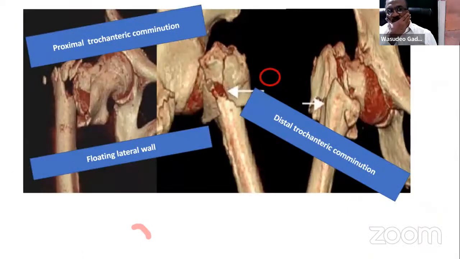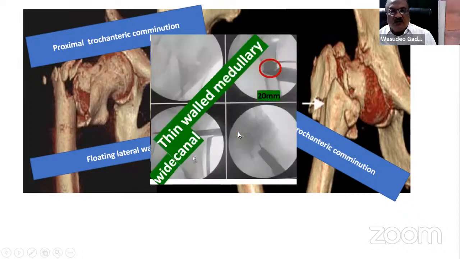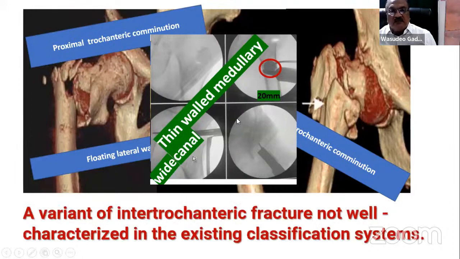But CT scan has now revised the classification, and you will find these are the proximal trochanteric comminution, floating lateral wall, and distal trochanteric comminution. They are not well characterized, and thin-walled medullary canal. You can see this is the medullary canal, it's a very thin-walled medullary canal. They are variants of intertrochanteric fracture, not well characterized in the existing classification.